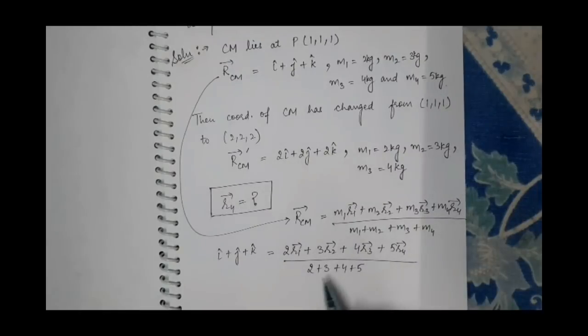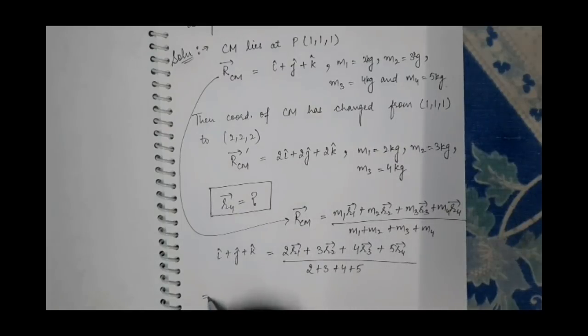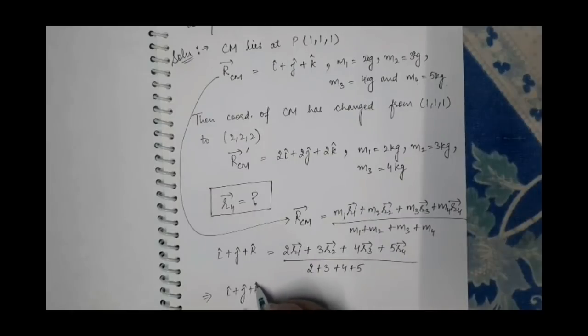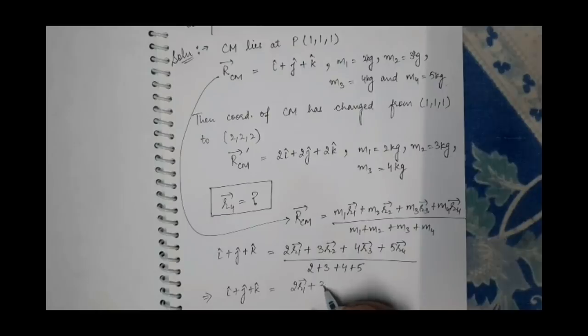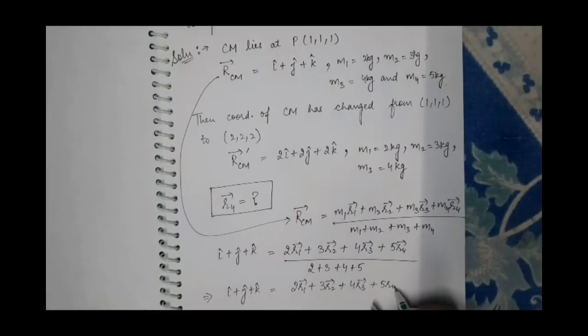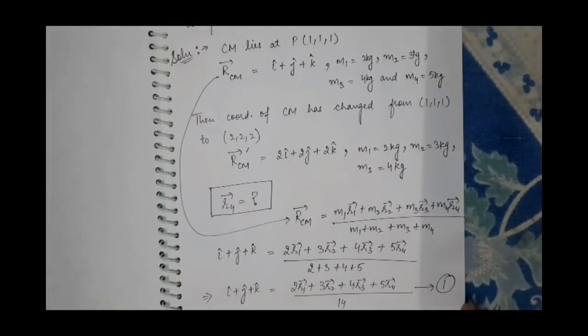And what will it be? 3 plus 2 is 5, 5 plus 5, 10, 10 plus 4, 14. So we have i plus j plus k equal to 2r1 plus 3r2 plus 4r3 plus 5r4 divided by 14. And suppose this as equation number 1.